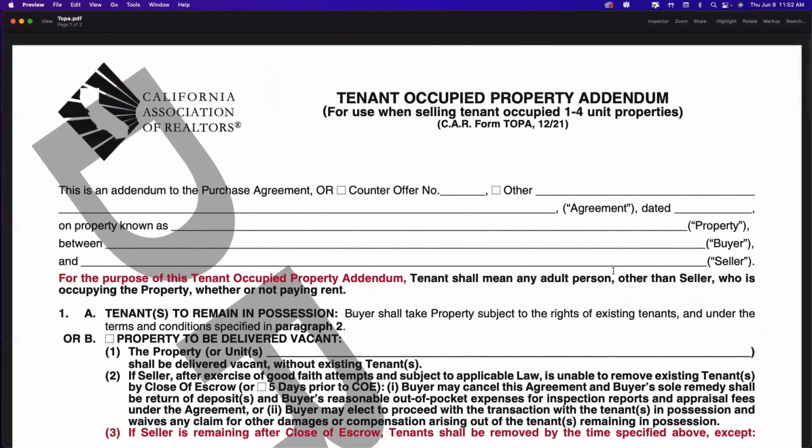But I wanted to talk about the TOPA just real quick since we had a couple minutes before we finish. If you're writing an offer with tenants, whether those tenants are going to stay or are going to vacate at the close of escrow, this has to be included in your offer. This is not only for tenants staying or only for tenants being evicted. Tenants leaving, tenants staying, this has to be incorporated into your purchase agreement. I just wanted to drive that home.